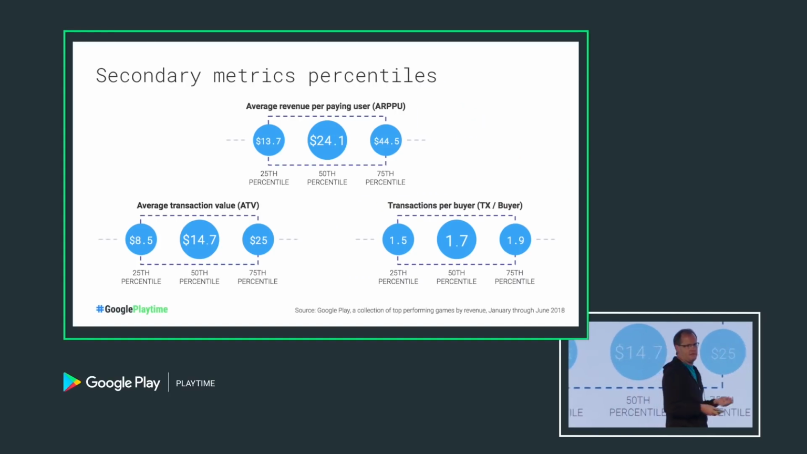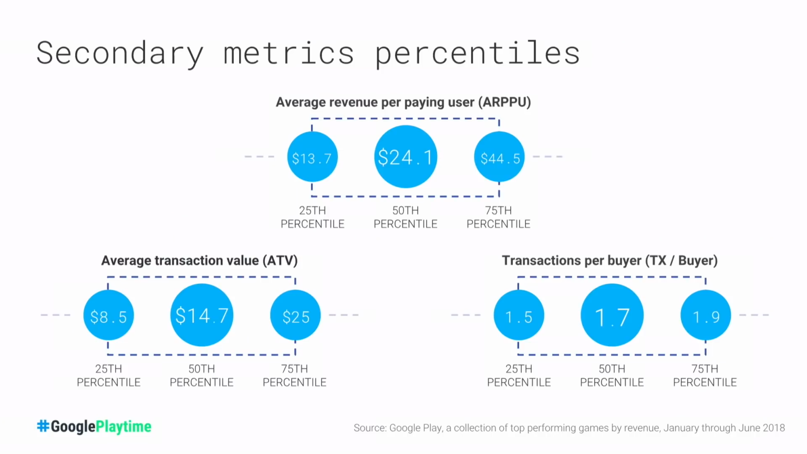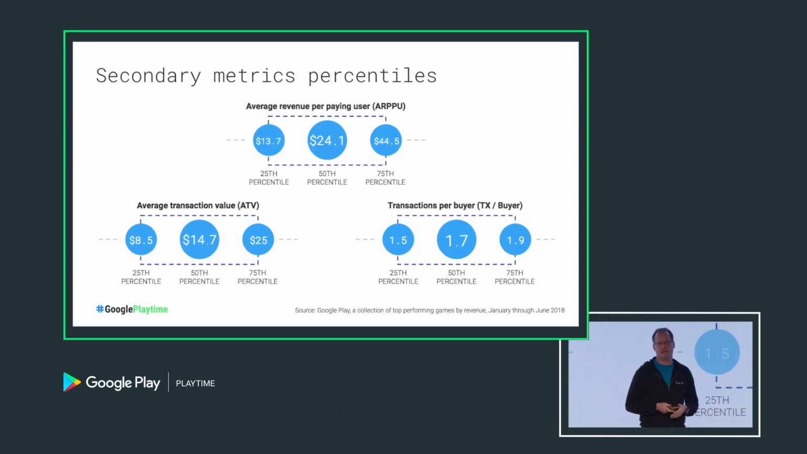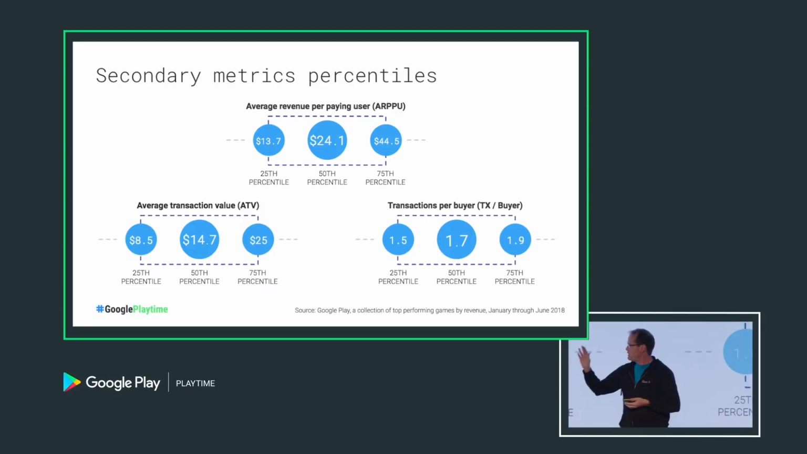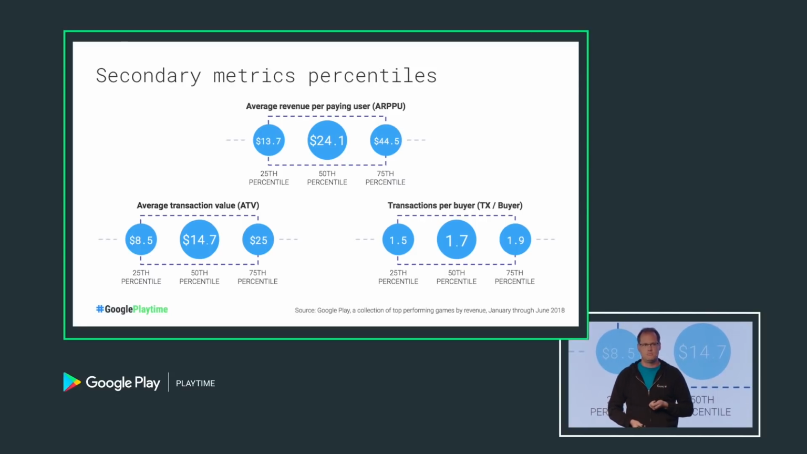Where I want to start is looking at core metrics, the percentiles for the secondary metrics across Google Play. If we look at transactions per buyer, across the top 250 IAP games, we see that on any given day, a user who purchases makes somewhere between 1.5 and 1.9 transactions. And they're doing so at a price point of $8.50 to $25. Ultimately, this results in an average revenue per paying user, depending on the game, of somewhere between $13.70 and $44.50. That's a pretty significant amount.